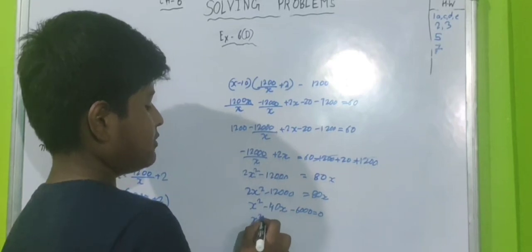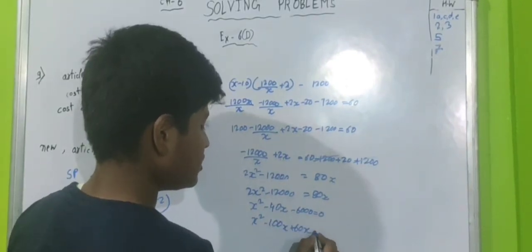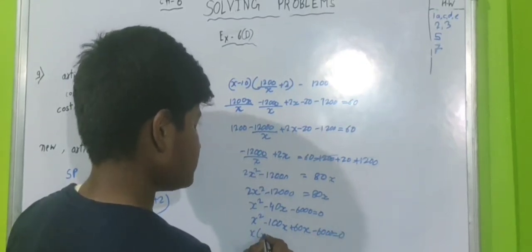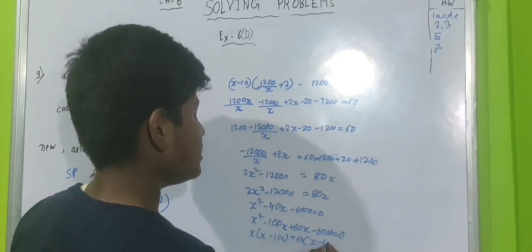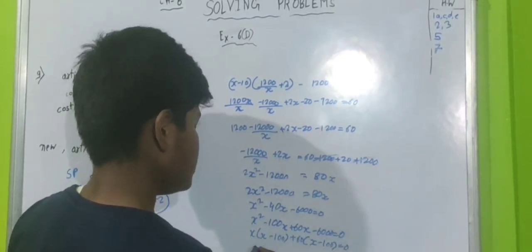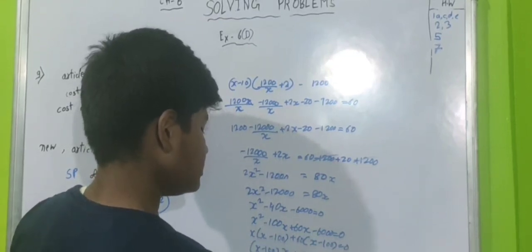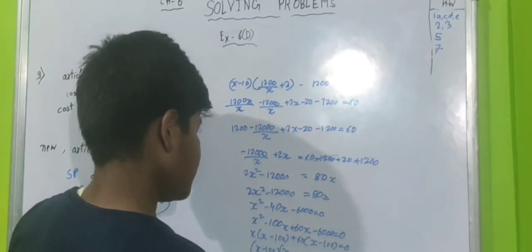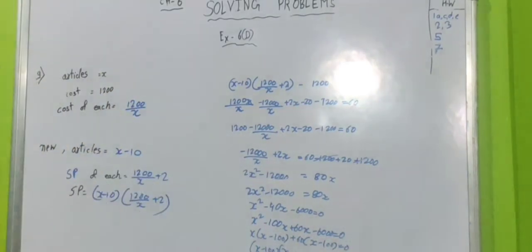Now doing the mid-term split, you will get x square minus 100x plus 60x minus 6000 equals 0. So here x minus 100 plus 60 times x minus 100 equals 0. So now x minus 100 and x plus 60 equals 0. So your answer is positive, that is 100. So the total articles are 100 here.